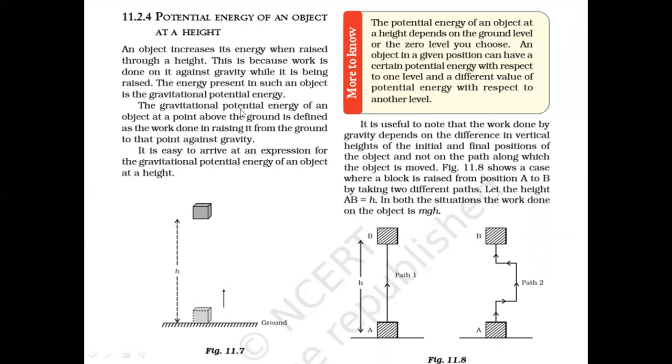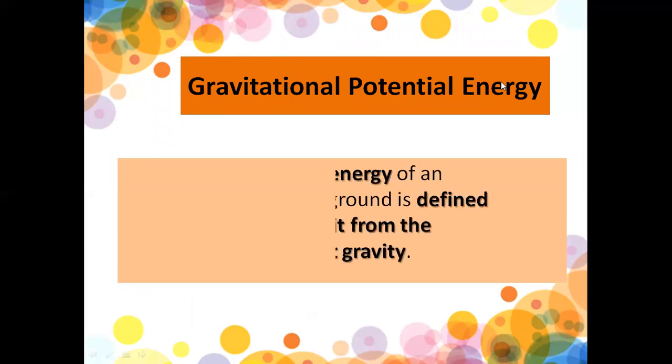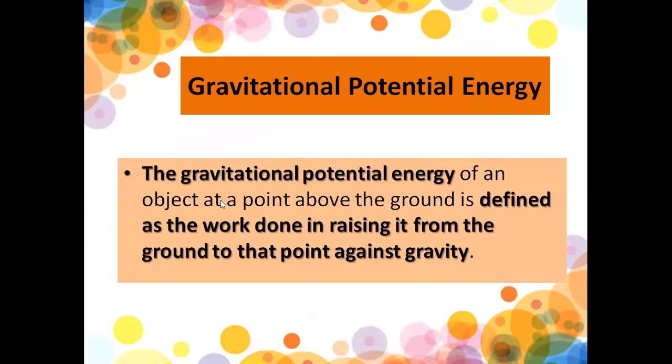Now, the gravitational potential energy of an object at a point above the ground is defined as the work done in raising it from the ground to that point against gravity. So in case you are asked the question, what is gravitational potential energy? You need to write: the gravitational potential energy of an object at a point above the ground is defined as the work done in raising it from the ground to that point against gravity.